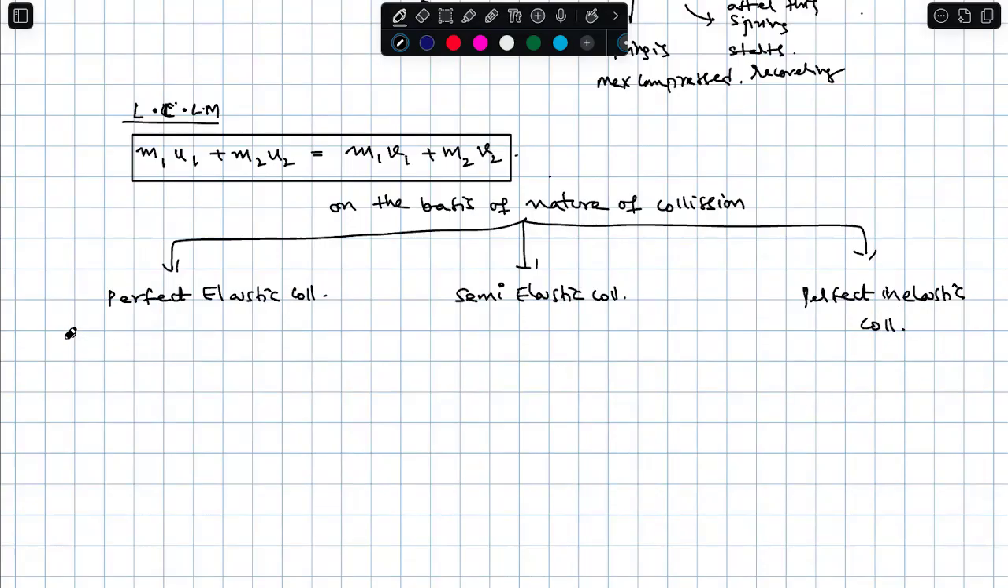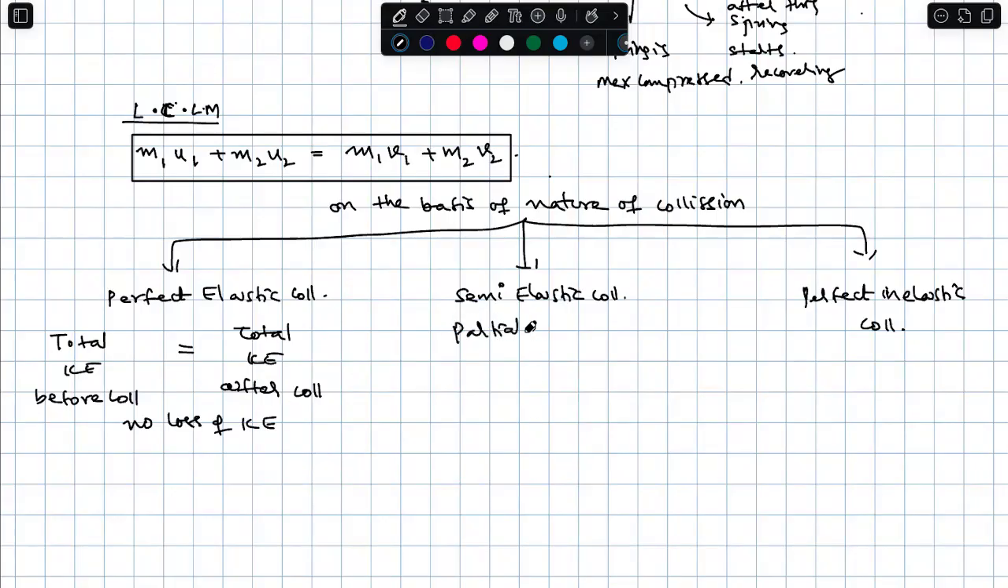In a perfect elastic collision, total KE before collision is equal to total KE after collision. There is no loss of KE. Here, partial loss of KE exists.